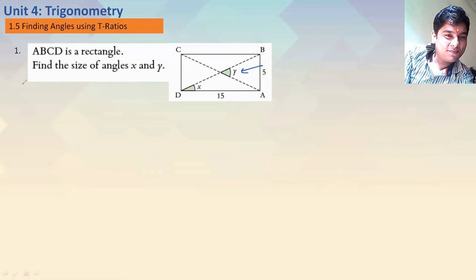Can you mark the diagonals on the rectangle? These are the diagonals AC and BD. They intersect at the point O, let's say. Bisecting means that OC is the same as OA, and OD is the same as OB, equal in length.